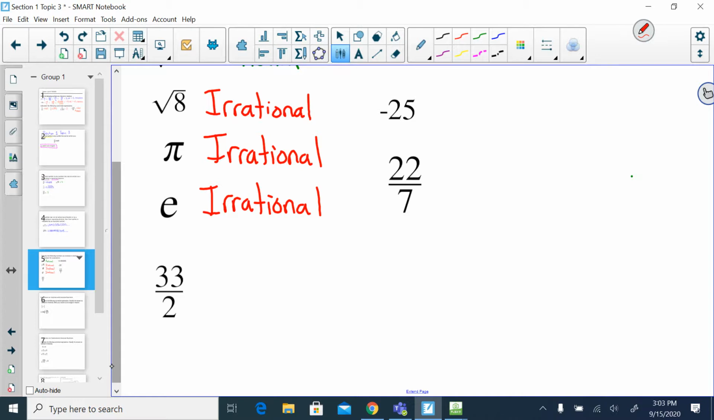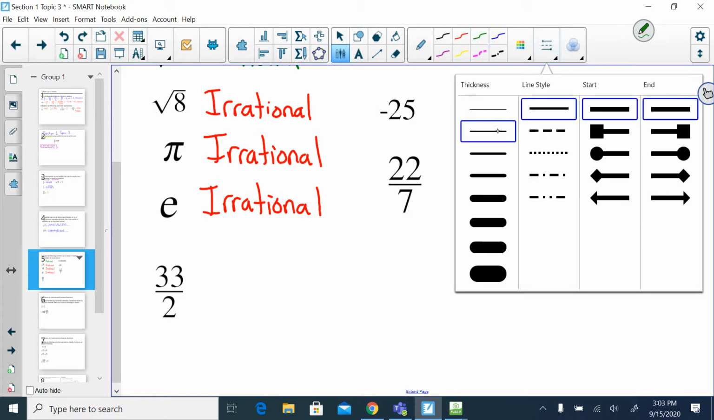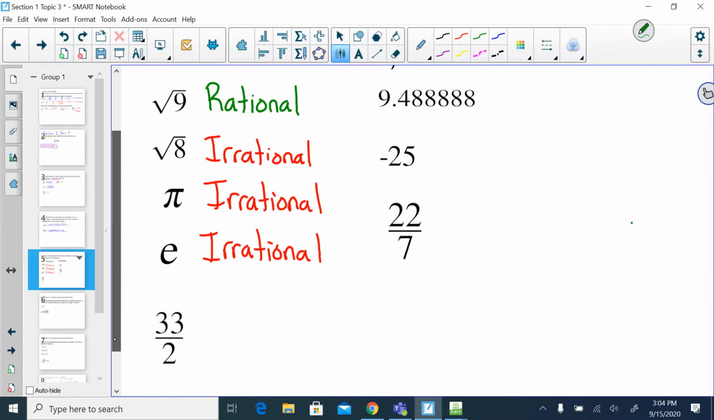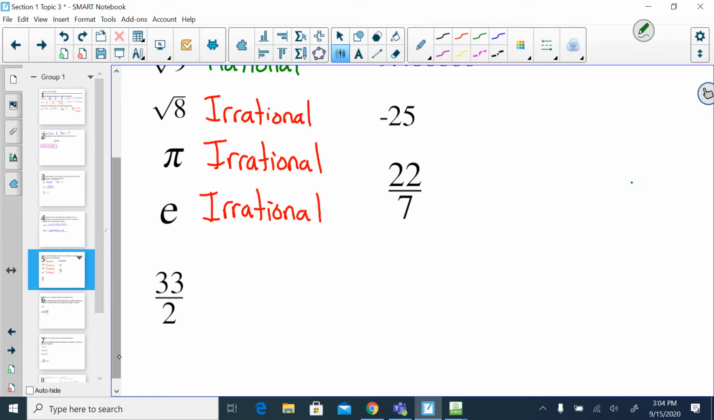33 over 2. Well, this is a fraction. Not only is it a fraction, but it's a fraction where the numerator and the denominator are integers. So just like the definition says, they have to be integers, and the bottom part cannot be 0. So in this case, 33 over 2 is rational.